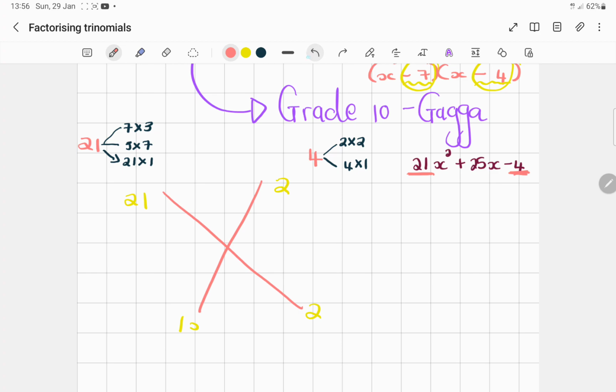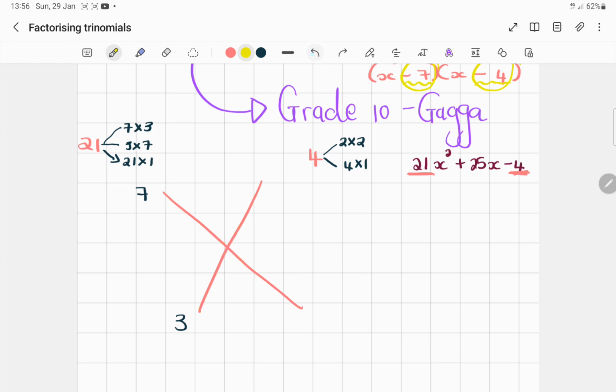So it is quite a bit of a guessing game, and sometimes you guess it right the first time around, and sometimes you don't. So I'm going to still say 7 times 3, and then I'm going to move over to 4 times 1. And it might just be that you have to swap these two around just now. So let's just see if it works out. So you're going to say 7 times 1 gives you 7, and 3 times 4 gives you 12. Okay, there's no way of 12 plus 7 that I can get that middle term 25.